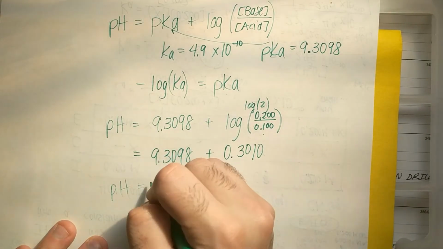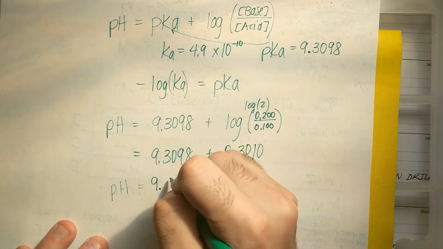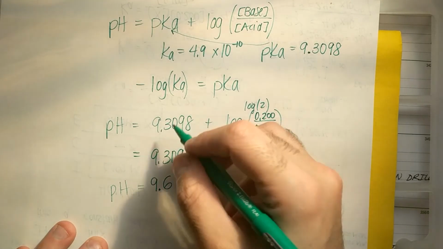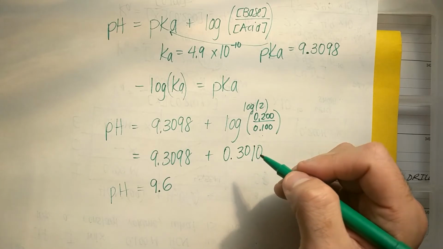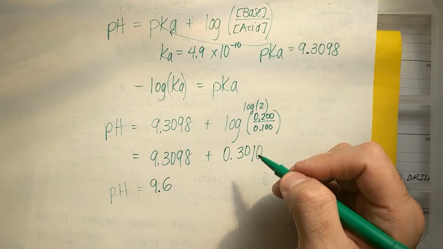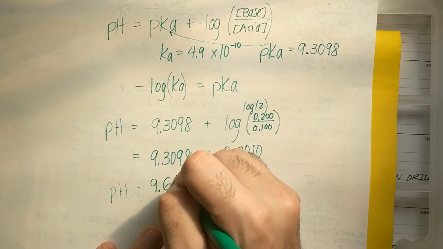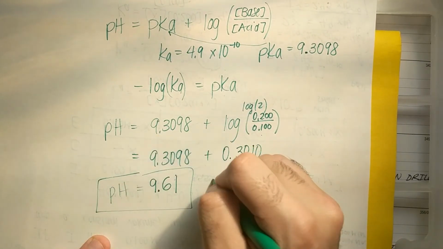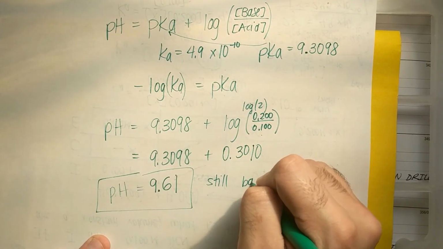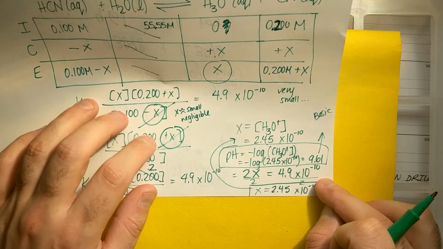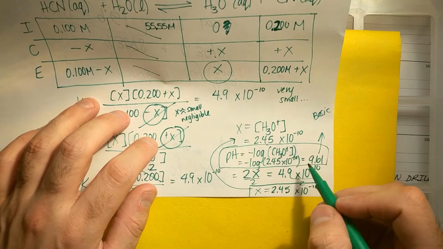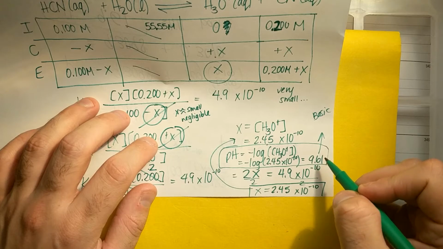And so if I'm doing this math correctly, I'm just adding this together. 9.3098 plus 0.3010. I'll get 9.61, which is still basic. Now it's different than our answer. Slightly different. Actually, no, it's the exact same. Oh, my bad. It's the exact same. Never mind. I thought it was 9.31. I was kind of doing it slow because I thought I messed up. But no. Oh my goodness.